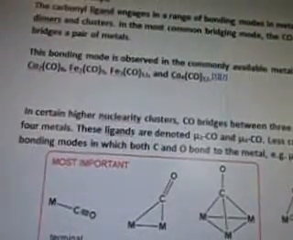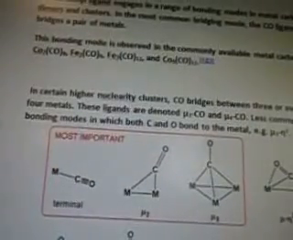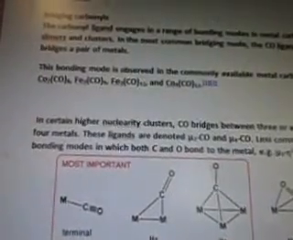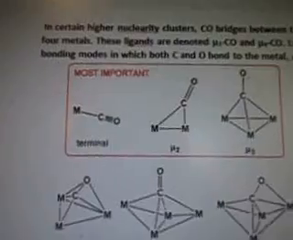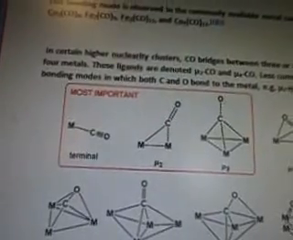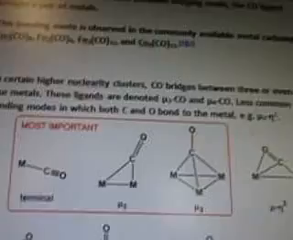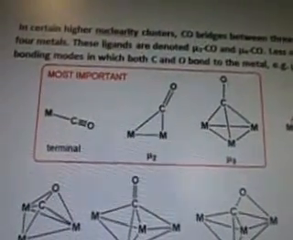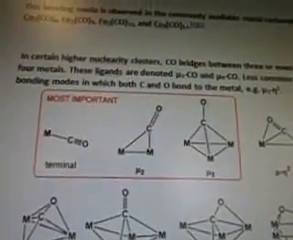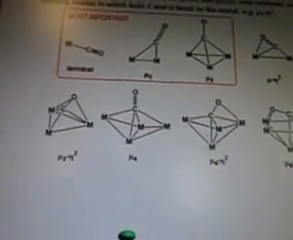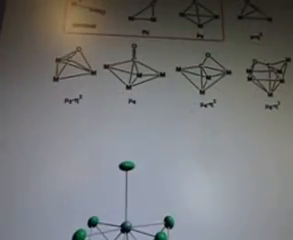Bridging carbonyls. The carbonyl ligand engages in a range of bonding modes in metal carbonyl dimers and clusters. In the most common bridging mode, the CO ligand bridges a pair of metals. This bonding mode is observed in the commonly available metal carbonyls. Okay, so there's the different codes there. In certain higher nuclearity clusters, CO bridges between 3 or even 4 metals. These ligands are denoted μ3-CO and μ4-CO. Less common are bonding modes in which both C and O bond to the metal. So there it shows the different shapes and how they bond. Very interesting.